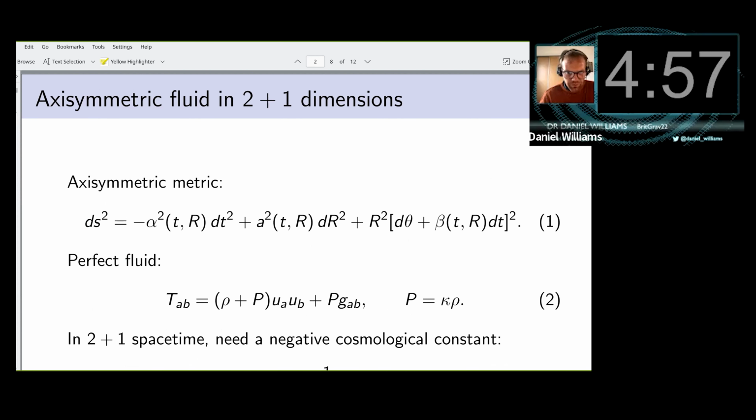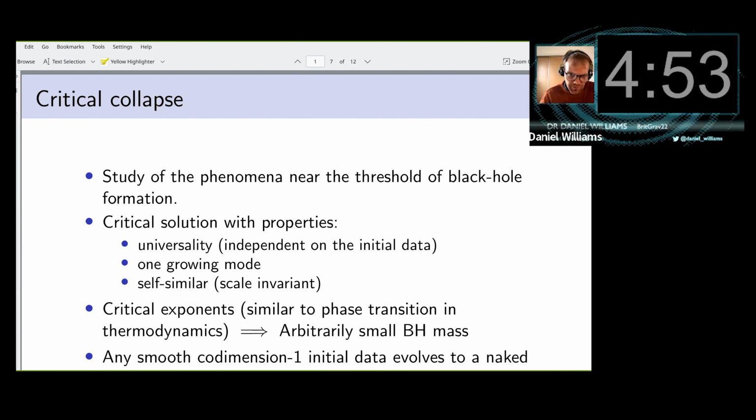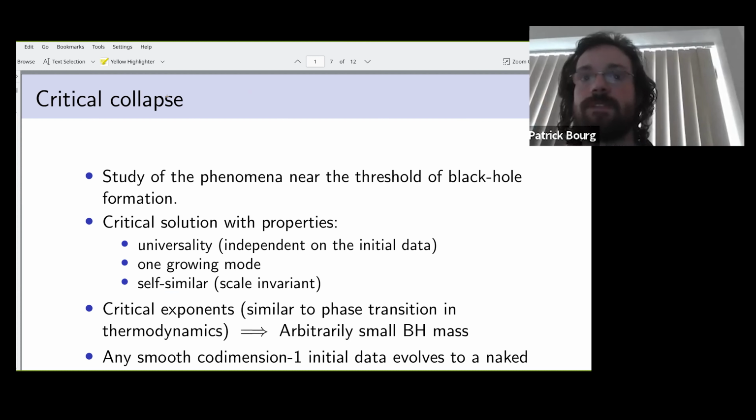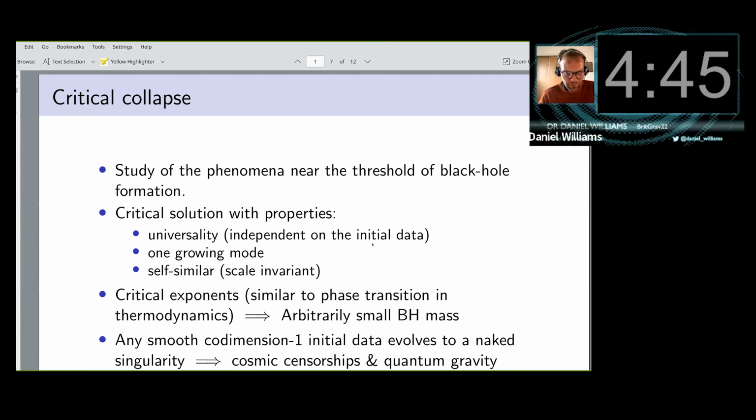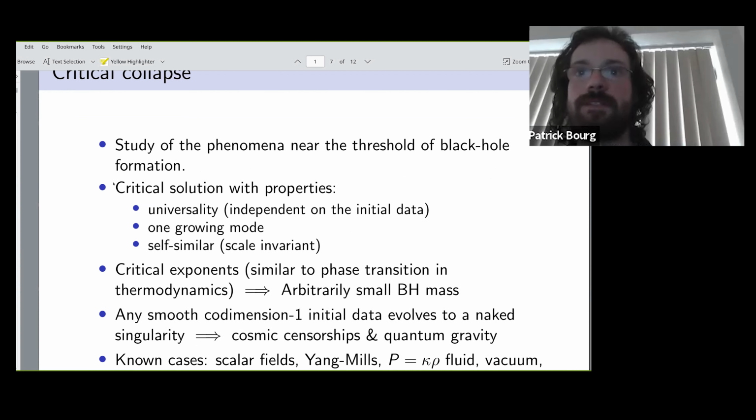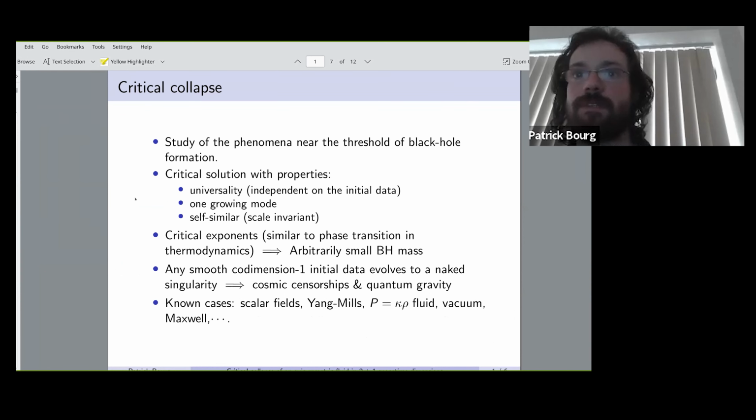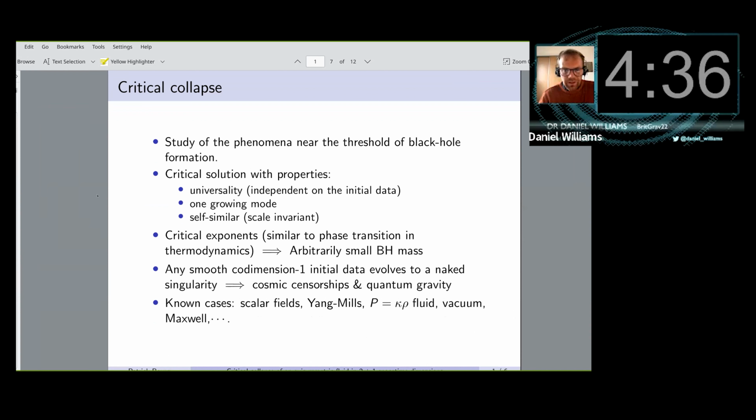Sorry, Patrick, just to interrupt you slightly, I think we're missing the bottom of your slides from the screen share. Your screen share at the moment ends on the line which ends "evolves to a naked". Oh, I see. Let's see if I can reduce it like this, maybe. Yeah, I can see everything now.